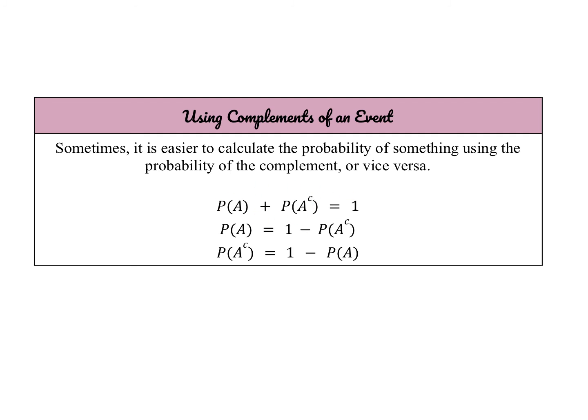Now, going from that, we can kind of work with our complement in different ways. So we could say that the probability of A happening is 1 minus the probability of the complement of A. Or if you wanted to find the probability of the complement of A, it would simply be 1 minus the probability of A.